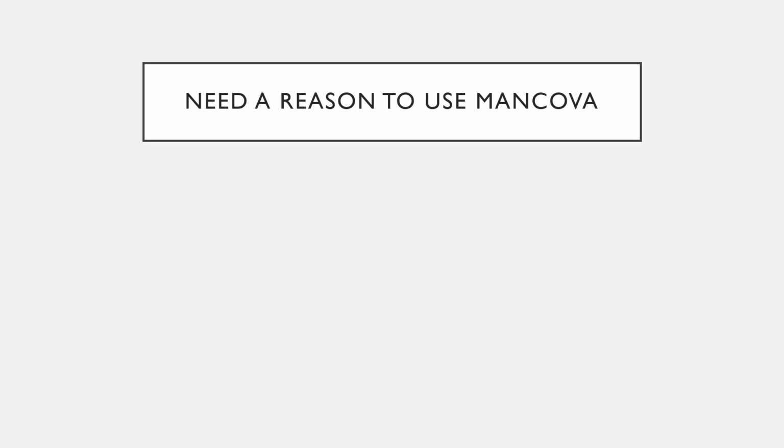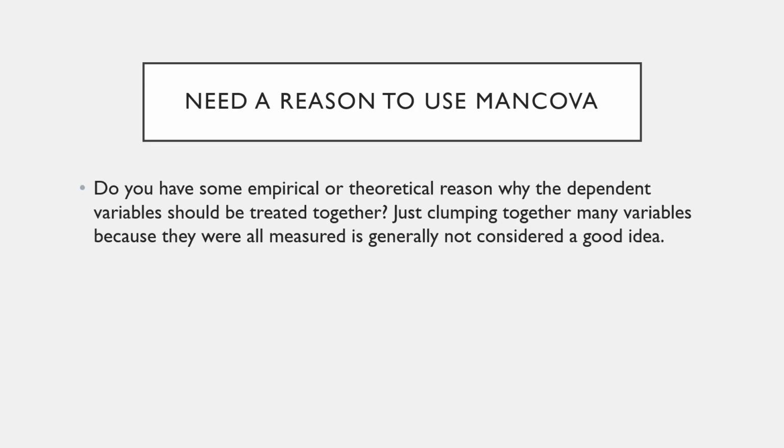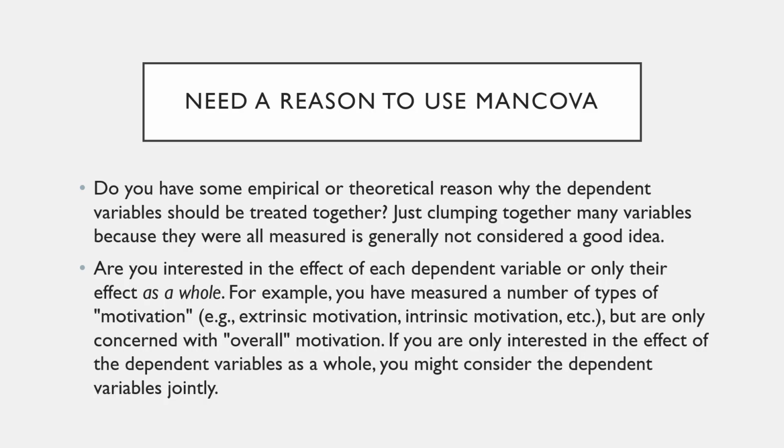You need a reason to use MANCOVA. Do you have some empirical or theoretical reason why the dependent variables should be treated together? Just clumping together many variables because they were all measured is generally not considered a good idea. Are you interested in the effect of each dependent variable or only their effect as a whole? For example, you've measured a number of types of motivation, for example, extrinsic motivation, intrinsic motivation, etc., but are only concerned with overall motivation. If you're only interested in the effect of the dependent variables as a whole, you might consider the dependent variables jointly.